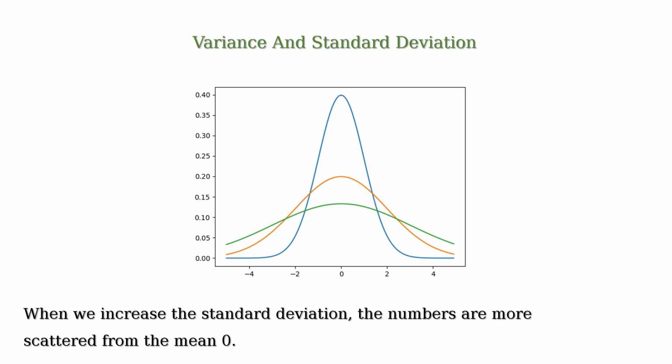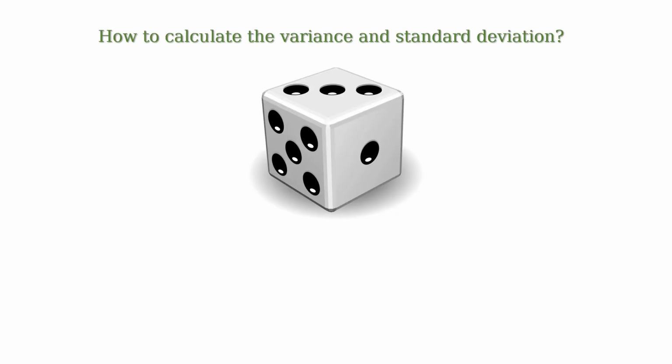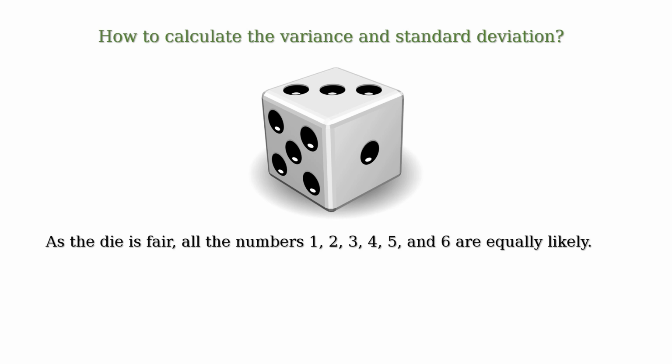How to calculate the variance and standard deviation? Let's understand that with an example. Let's say we roll a fair die once. As the die is fair, all the numbers 1, 2, 3, 4, 5 and 6 are equally likely. In other words, P1 = P2 = P3 = P4 = P5 = P6 = 1/6.